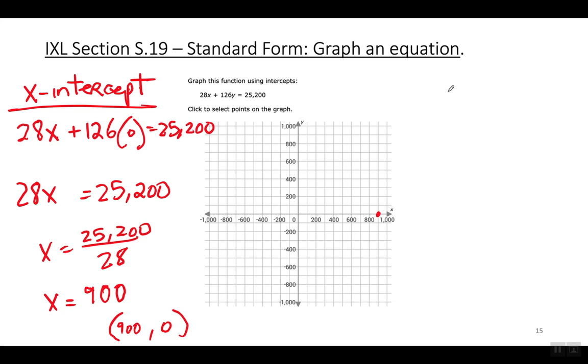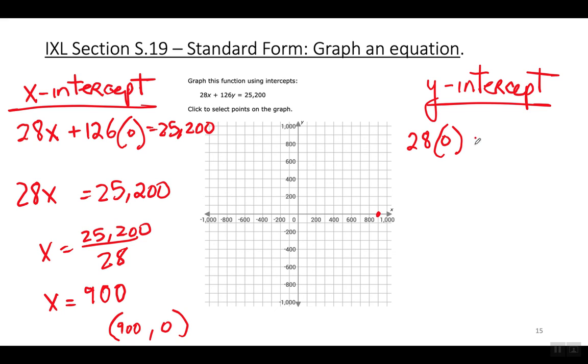There's my x-intercept. Now for the y-intercept. To find the y-intercept, I make x equal to 0 and solve for y.